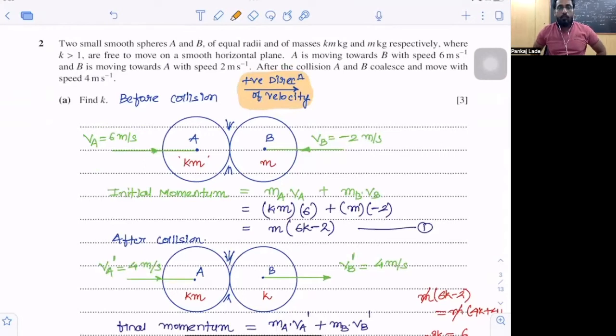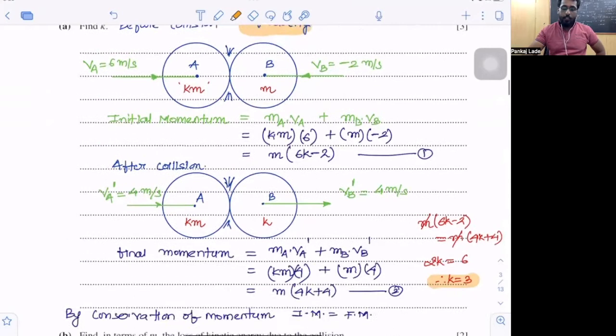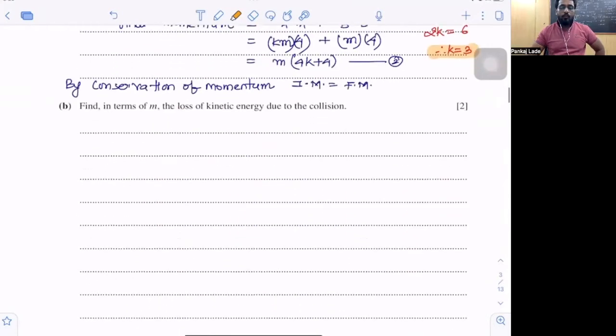Now let's proceed ahead with question number 2B. So in 2B, what is he asking? Find in terms of M the loss of kinetic energy due to the collision. Of course, students, whenever the bodies collide, there will be some loss in the kinetic energy. Collision produces sound, it will also produce heat. So due to this production of heat and sound, there will be some loss in the kinetic energy. You want to find that loss.